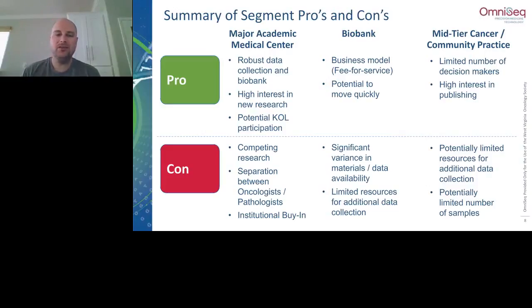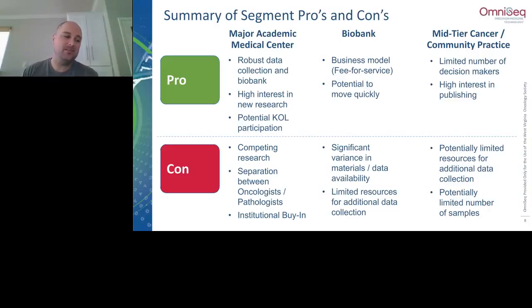Another significant one is competing research. And the challenge around this one is that you're not only talking about competing research that's defined and in process, you're also talking at these major academic medical centers about the prospect for future research. So in some cases, with these samples, you're talking about very precious samples that a retrospective study of this nature would go some way, if not all the way, to exhausting the tissue available for future studies.